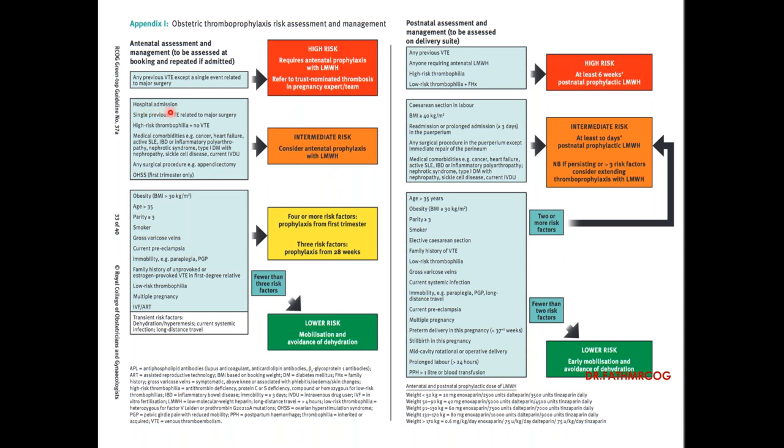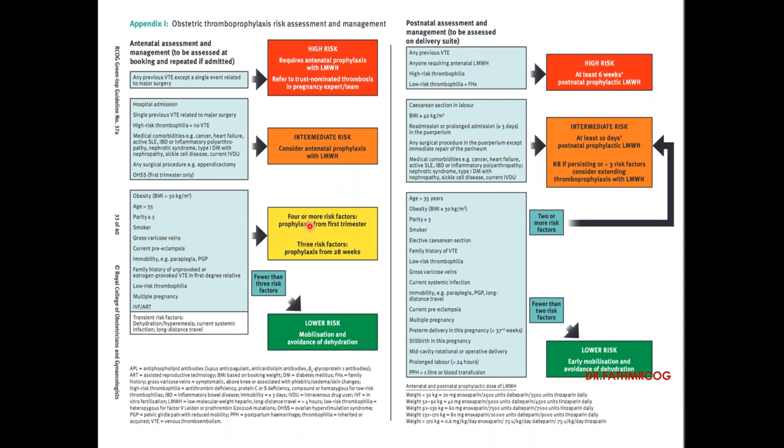This includes a hospital admission, single previous VTE related to major surgery, high risk thrombophilia with no VTE, medical comorbidity such as heart failure, SLE, and inflammatory bowel disease, and any surgical procedure like appendectomy, or ovarian hyperstimulation syndrome in the first trimester only. This is intermediate risk, and consider antenatal prophylaxis with low molecular weight heparin.